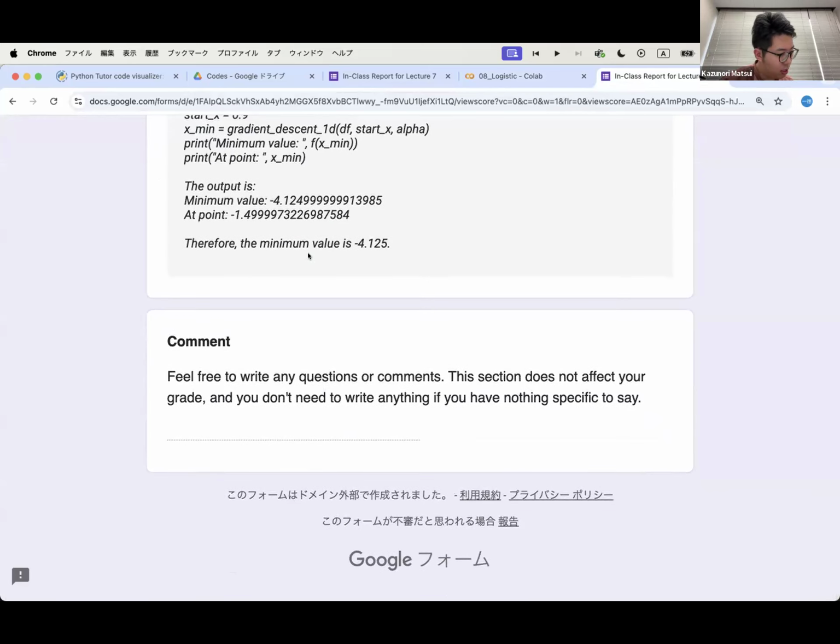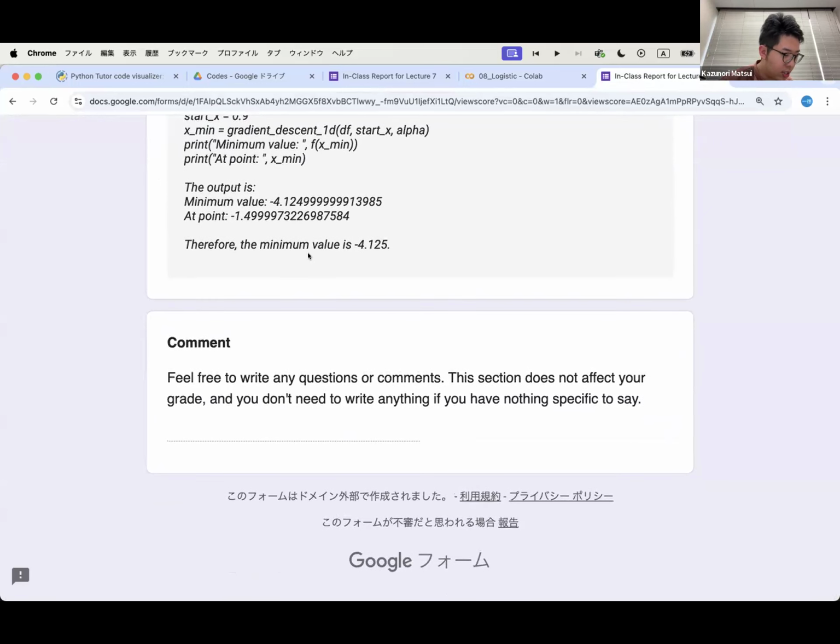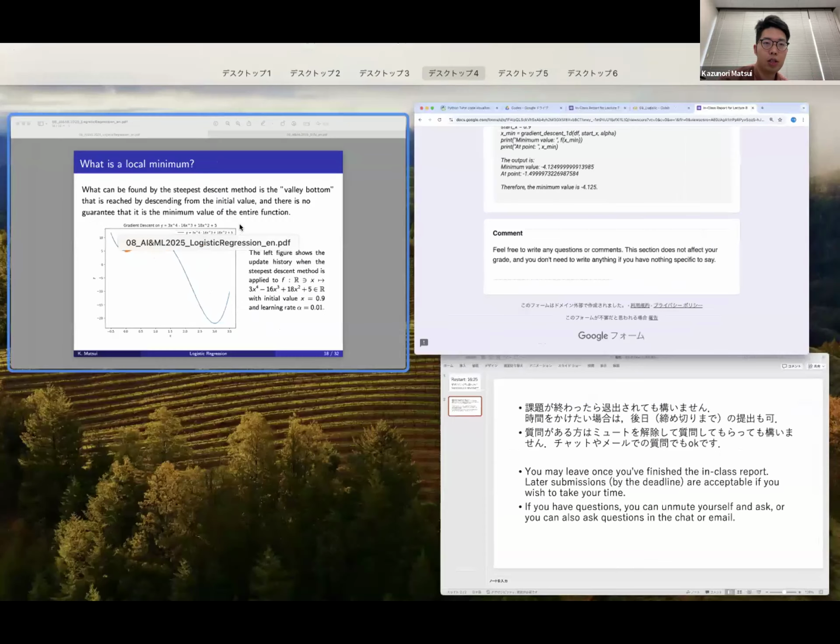This concludes the explanation of the class report. There were no comments that seemed to require a specific response, so I would like to start the class. Among the comments, there was mention of errors occurring. When errors occur and you don't understand what's happening, feel free to ask questions. Please ask questions as needed.